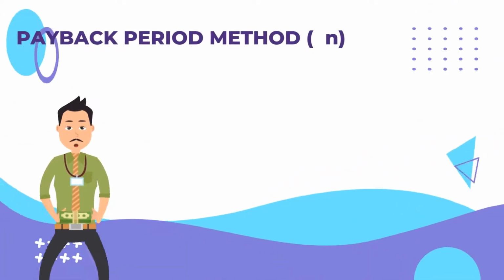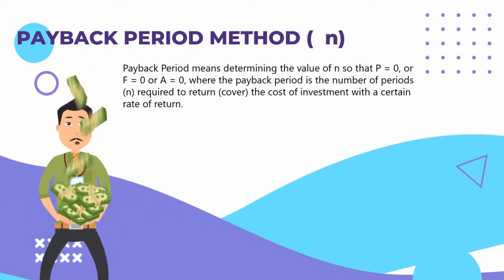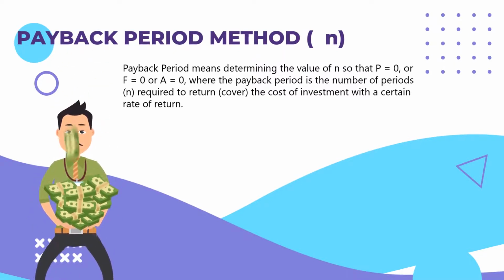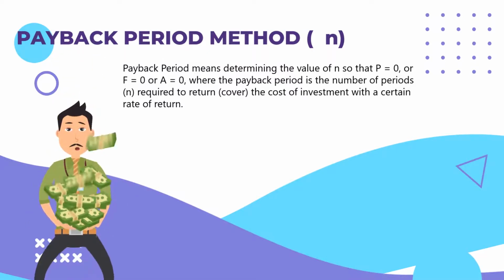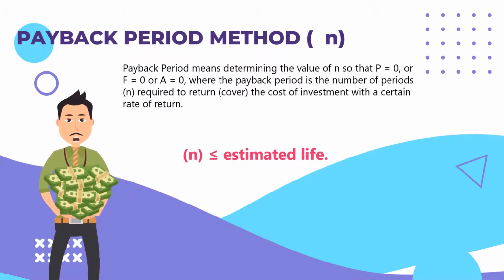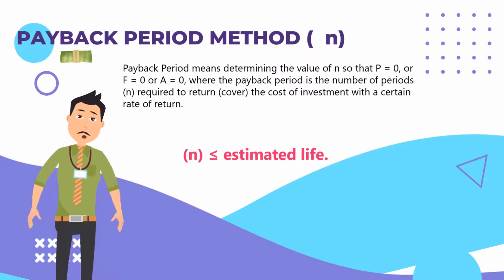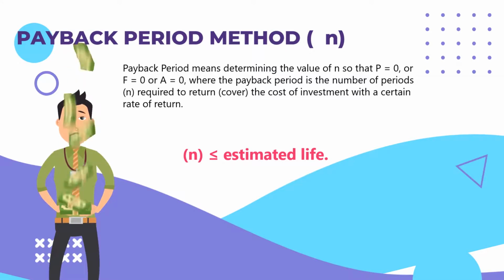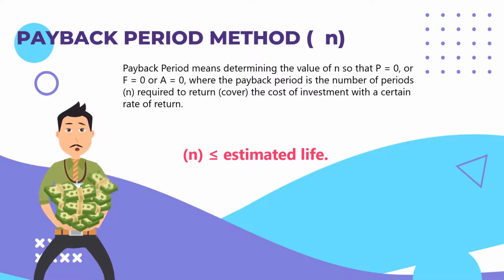Payback period method. Payback period means determining the value of n so that P equals 0, or F equals 0, or equals 0. The payback period is the number of periods n required to cover the cost of investment with a certain rate of return. The investment plan is said to be feasible if the payback period n is less than or equal to the estimated life. For this reason, it is necessary to predict the residual value if the asset is used before its economic age ends. The disadvantage of this method is that it does not consider the cash flow after the payback.